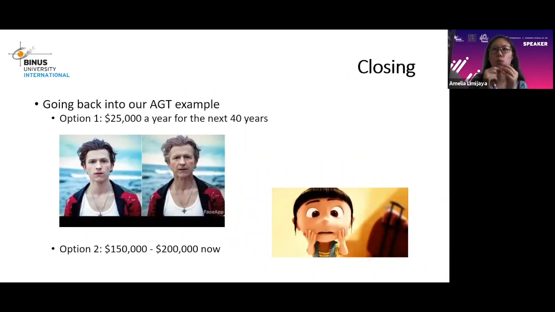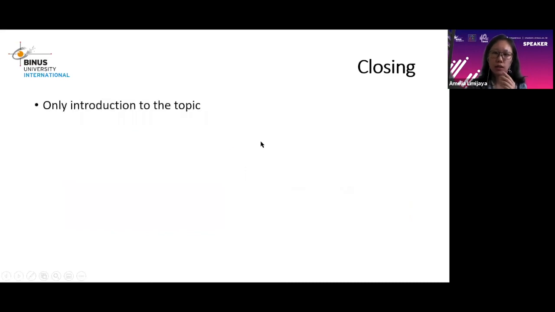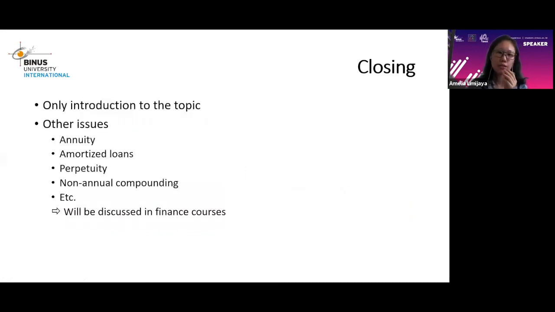This is actually one of the topics that you will learn later: the time value of money concept, how it is used in practice, and how it can help you in making decisions in real life scenarios. Some other issues will be dealt with later in finance related courses. Annuity, I haven't discussed that, amortized loan, and so on. Don't worry about these terms. You'll learn them in time.